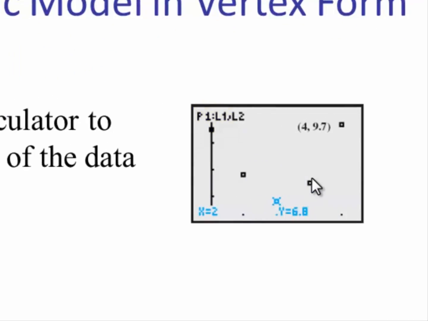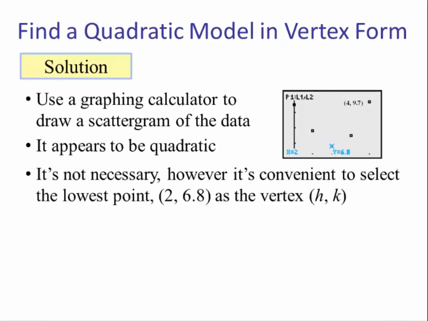So this does look like a quadratic pattern. It's not necessary, but it's convenient to select the lowest point, this one when x is 2 and y is 6.8, to be the vertex. In future videos we will let the calculator compute the vertex for us, but for this example we will use the lowest point. So taking the vertex form, we substitute in our x value of the vertex and the y value. So next we need to find a.